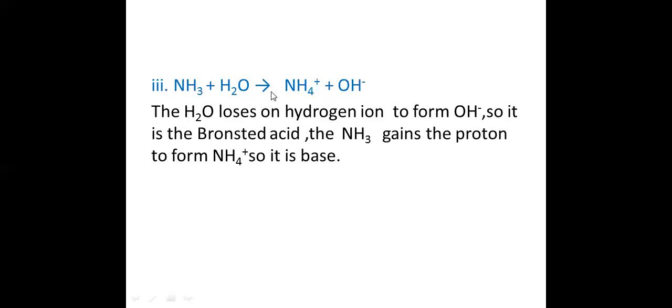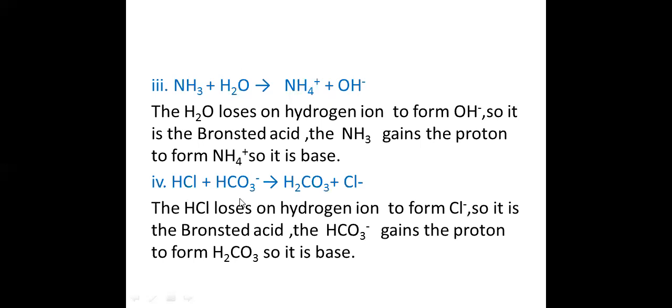Ammonia when reacting with water will form ammonium ion and hydroxyl ion. So you can see here that ammonia is accepting a proton, and proton acceptors are Lowry-Bronsted bases, and water is donating a proton and forms hydroxyl ion. So water is donating a proton, so it is a Lowry-Bronsted acid.